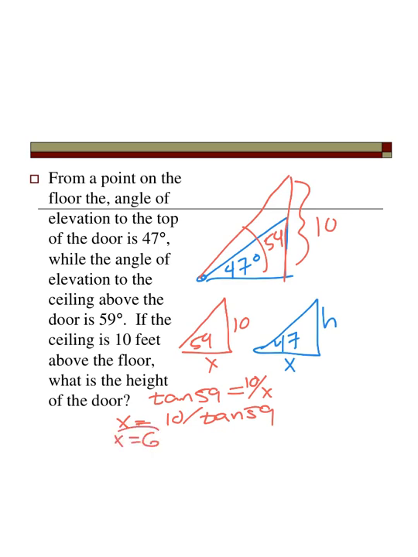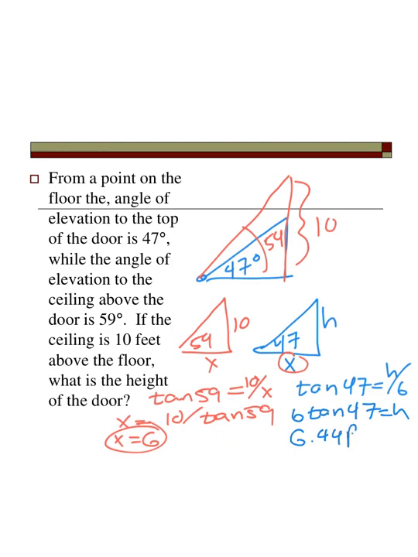I can now take this value and plug it into my blue triangle because it's the same expression. And then I have the tangent of 47 is equal to h over 6. And if I solve that, then we get 6 times the tangent of 47 is equal to h. So in this case, our door is approximately 6.44 feet.